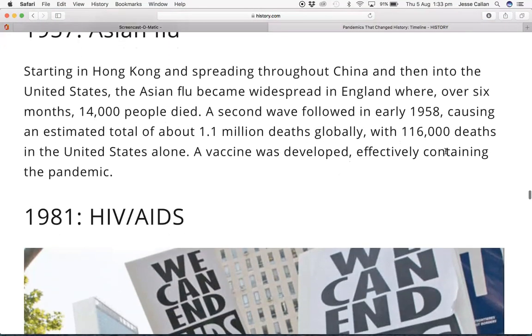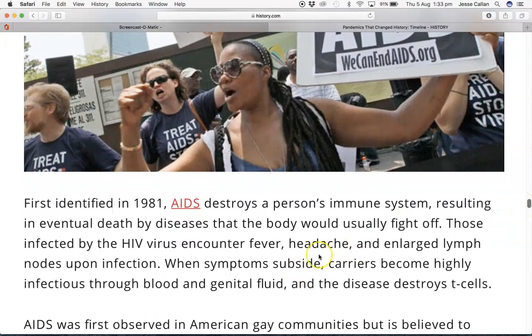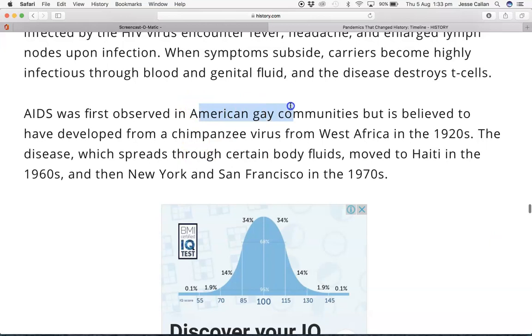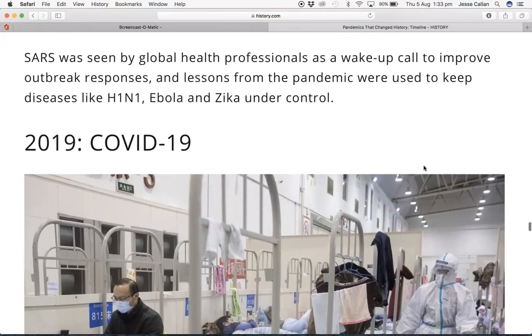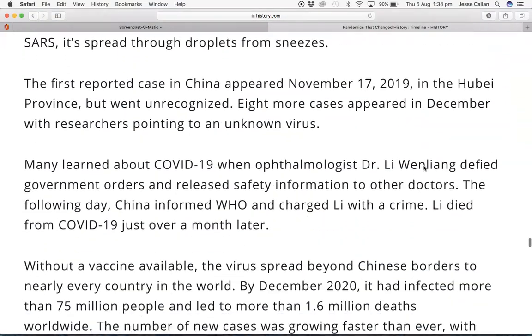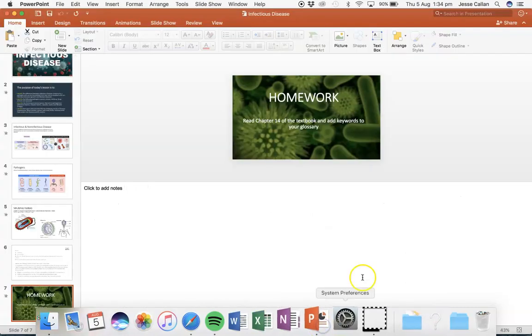Then we have more recently the Asian flu, then HIV, which causes AIDS. It's this immune deficiency, so people just become so susceptible to the slightest sicknesses, and the slightest sicknesses can actually lead to death because their immune system's wiped out. It was prevalent in gay communities, but it was thought to have come from chimpanzees. And then more recently, again, we have had SARS, and then of course the COVID-19 pandemic. So that's just a bit of a nice finish to this whole PowerPoint.